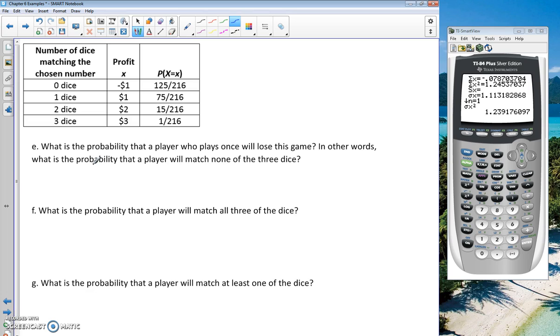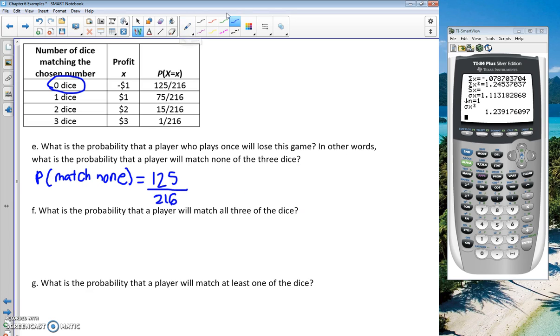Moving along here, he asks, what's the probability that a player who plays once will lose the game? In other words, what is the probability the player will match none of the 3 dice? So this is number of dice matching the chosen number, and we're looking at none of those here. So that's the probability of matching none, right? In this case, we will get 125 over 216.